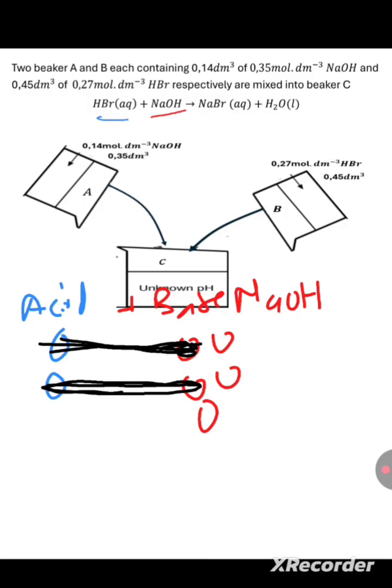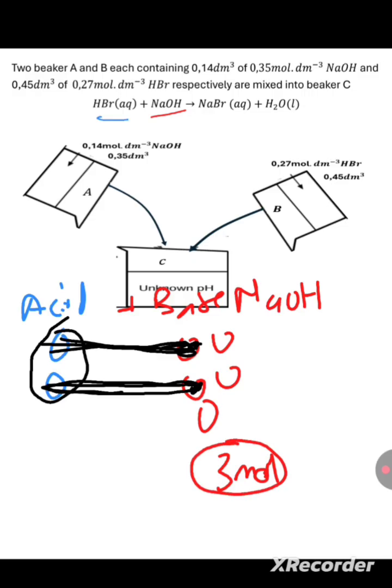So all of the acid will be consumed, and then two acid particles will consume two particles of the base. Then you'll be left with three particles of the base. You'll be left with three moles of the base. These three moles here are what we call the excess number of moles.